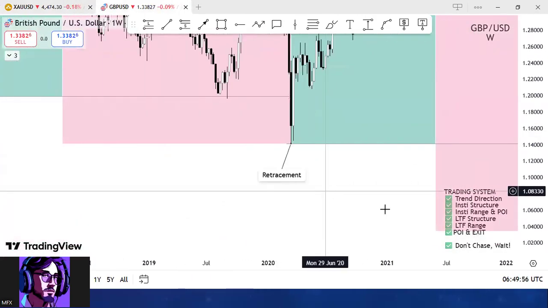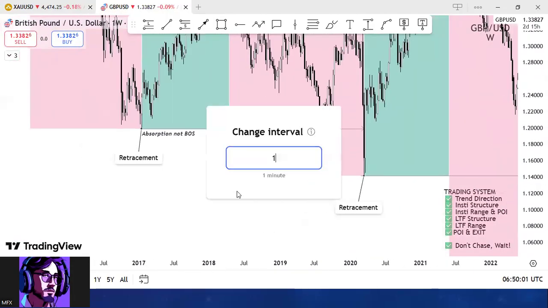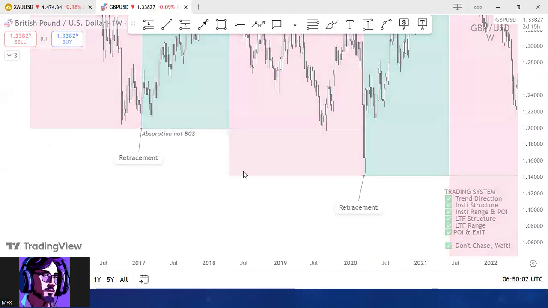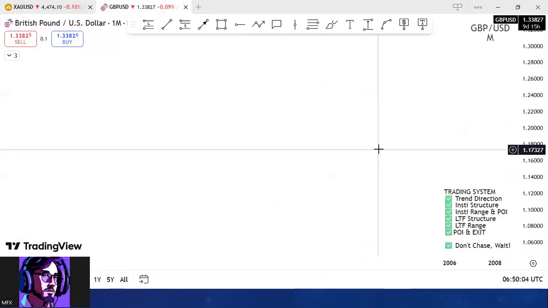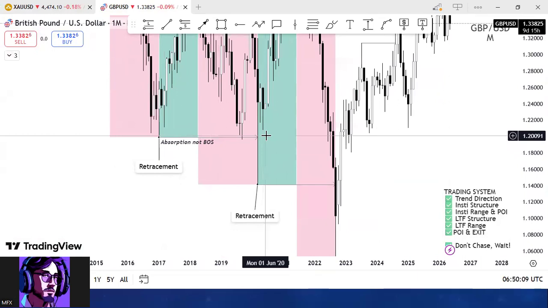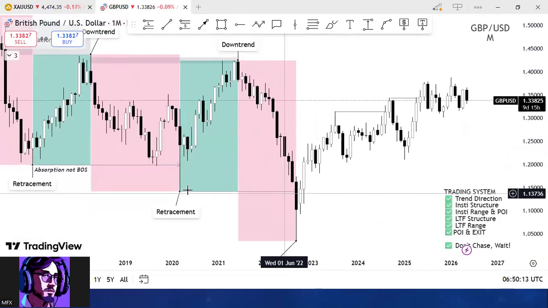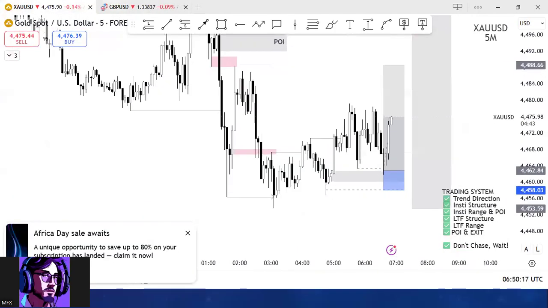Yep. Okay, yes. On the monthly. Yeah, you could see absorption, not BS. That's why I use this word absorption, not BS. And what happened? Price retraces. So I'm not trying to catch a falling knife.